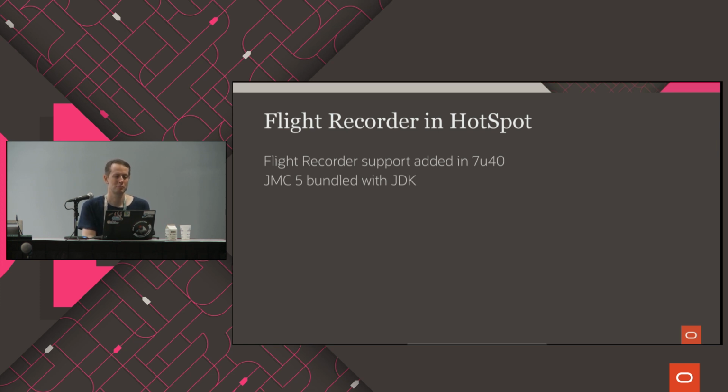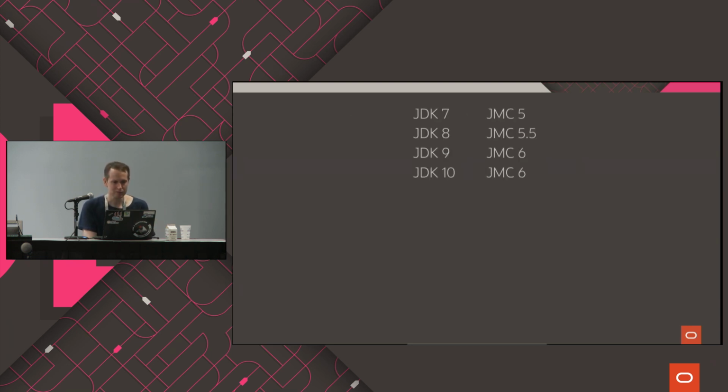At this time also, Mission Control became bundled with the JDK. So when you downloaded it, you also had VisualVM and a whole bunch of other tools, but Mission Control became one of the other tools that was included by default. And so there's this loose correspondence between Mission Control versions and JDK versions as to what was bundled.